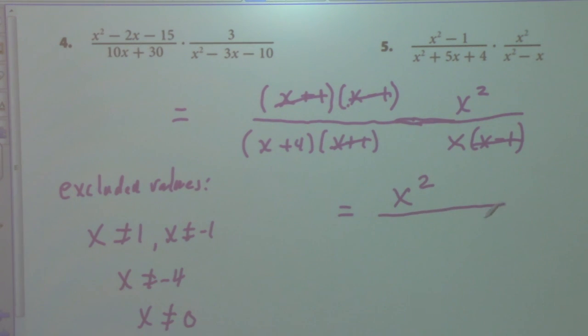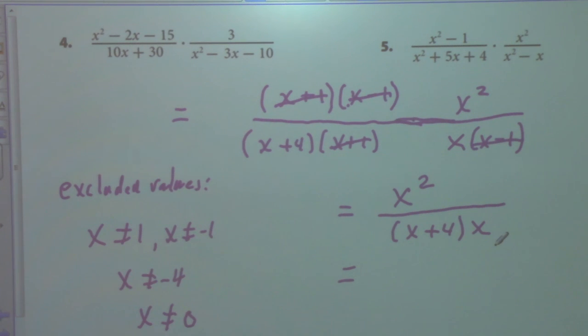And then x plus 4. What do we have left? x, right? Anything else? I didn't do anything else. Didn't do anything else? Okay.